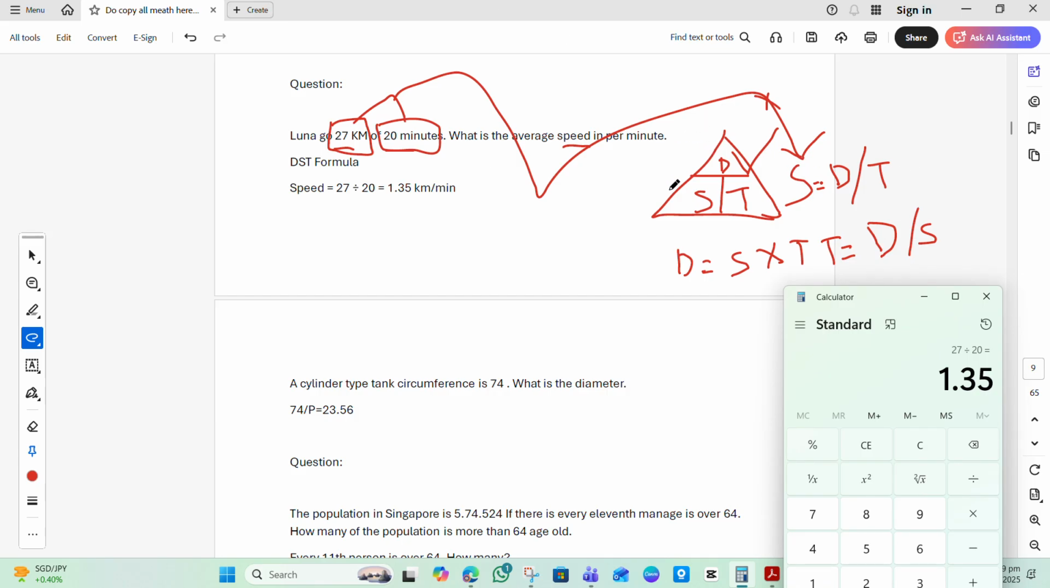Then you need to understand which formula you should apply. Here the question is asking for the average speed per minute, not per hour, right? Yes, correct. We know that 1 hour is equal to 60 minutes. So if we understand 20 minutes, how many? If we take 1 minute and multiply by 60, the answer should come out at about 81.